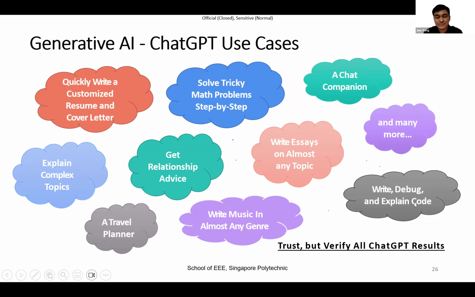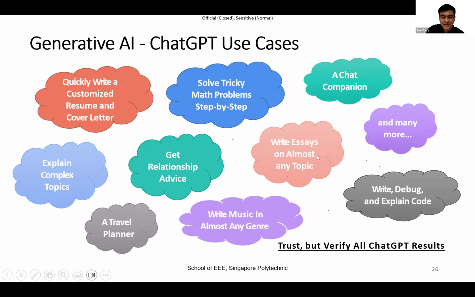Then it writes, debugs, and explains code. For example, if you are an IT developer or IT programmer, you can use AI to write program code for you, and even for troubleshooting and explaining particular projects or programming. And it can write essays on almost any topic. Very good. So these are some use cases for ChatGPT.